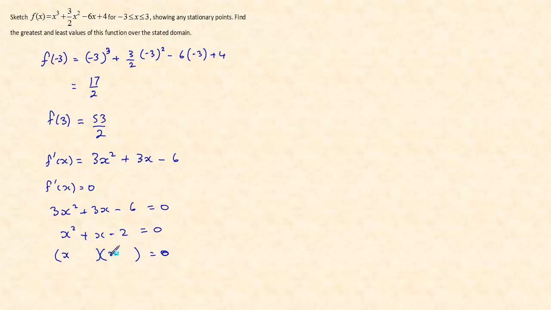x and x, 2 and 1. This one needs to be a plus, this one a minus. So x is -2 and x is 1. Now, these are both inside the domain, so we're going to need to work them both out. So let's calculate f of -2, and then we'll calculate f of 1.